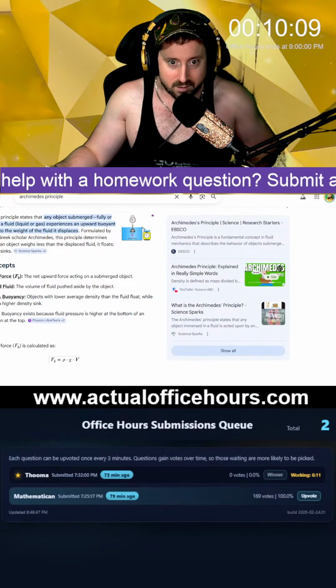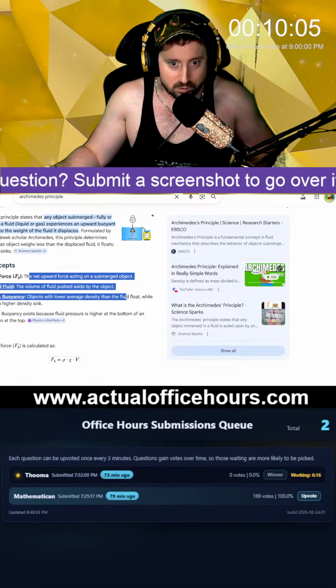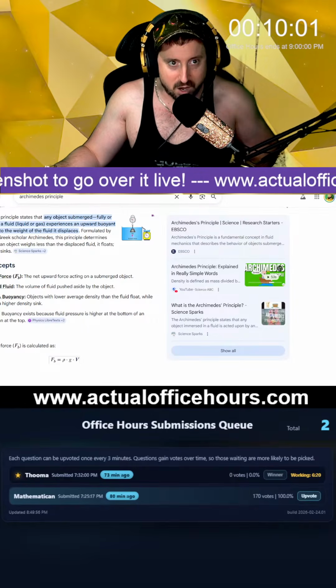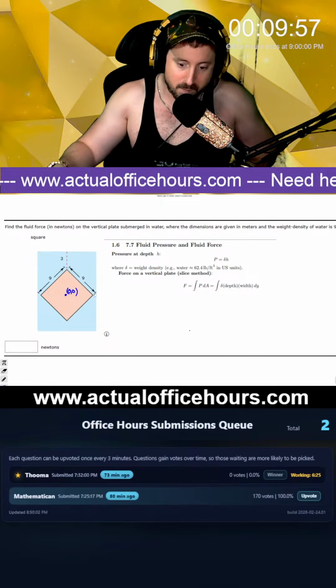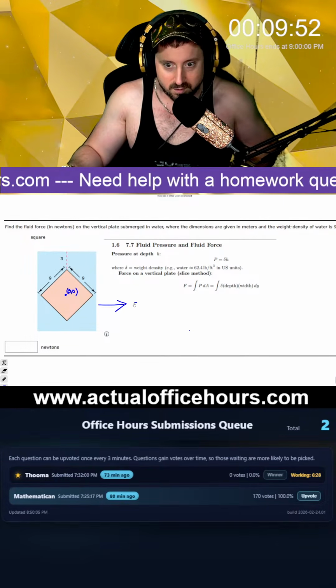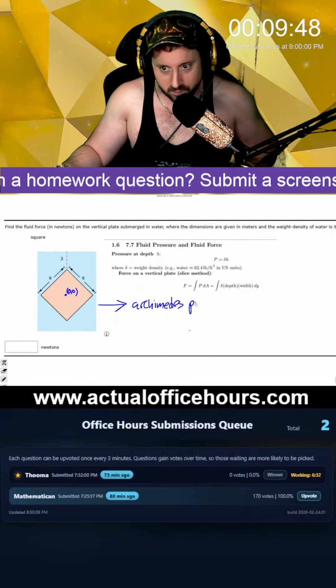Yeah, the net force acting on an object is equal to the volume of fluid that is displaced by the object. Oh, I think I saw something similar to that. ChatGPT made it really easy for me. Yeah, this is super easy. This is just Archimedes' principle.